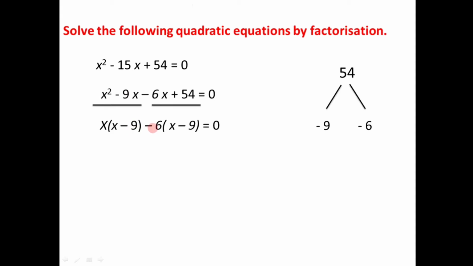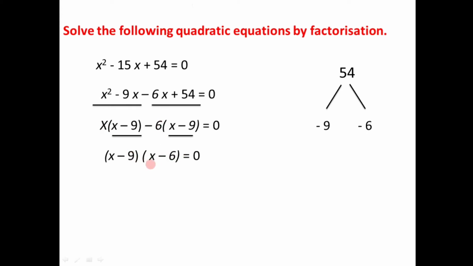minus from the second group if we take minus 6 common, so in bracket we will have x, and out of plus 54 we have taken minus 6 common, that's why its sign, which is positive sign, it will become minus 9, because out of 54 we have taken minus 6 common, is equal to 0. Again if we compare these two, x minus 9, x minus 9, these are the common brackets, so these can be taken common. So in the first bracket we should have x minus 9, and in the next bracket we have x minus 6, that is equal to 0.